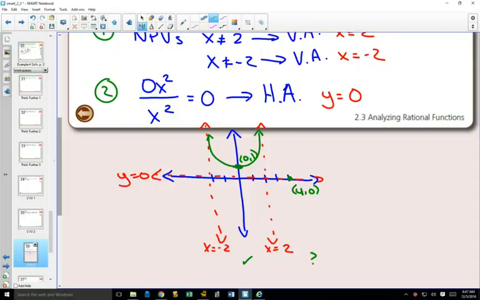Well, one way that we can find that out is we can plug in another value, say when x is equal to 3, and find out where that point's going to be. And once we find out where that point's going to be, then we're going to be able to say, okay, I know it needs to go either up or down, depending on that point.